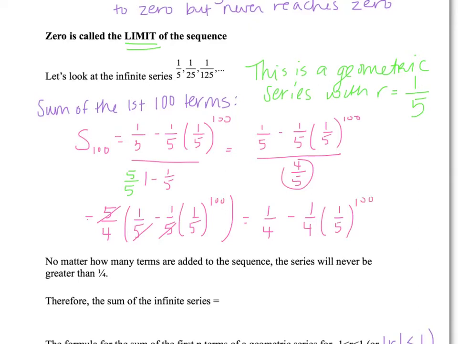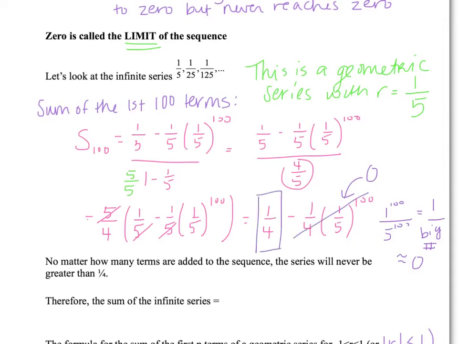When I think about the number 1/5 to the 100th, that means I'm taking 1 to the 100th over 5 to the 100th. 1 to the 100th is 1. 5 to the 100th is a really big number. And as that number is really, really big, that fraction is really, really tiny. So this number is approximately 0. If I were to plug in 0 here, 0 would multiply with the 1/4, and this would all cancel, and my answer would just be 1/4.